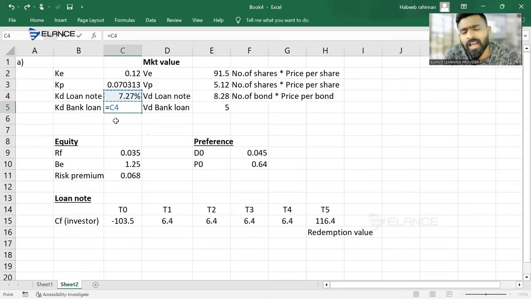If we have a cost of capital of 7.27 for the loan note, I can assume that the same is applicable for the bank loan, since no other data is provided for it. It is assumed that the same KD is applicable for the bank loan. Otherwise, a percentage for the bank loan will be given, and we just multiply that percentage by 1 minus T.